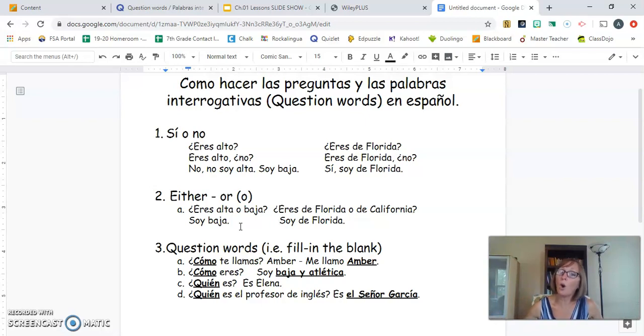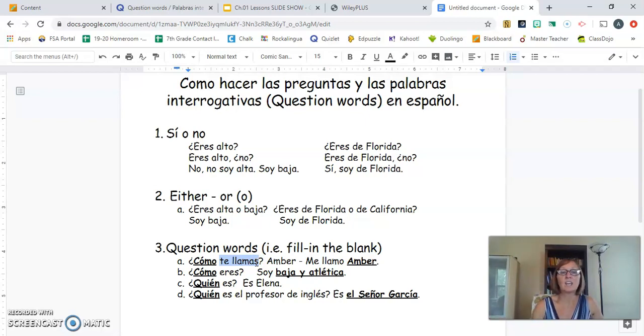So, por ejemplo, ¿cómo te llamas? ¿Cómo te llamas? I'm asking you, how do you call yourself? Or what is your name? As we like to translate in English. So the how, the cómo, is what you're giving me. The how, the what you call yourself, right? Your name. So you're going to answer that with your name. I would say Amber. If I want to answer a complete sentence, I'm going to look back at the question and I need to take that subject and verb and make sure that I apply it to whoever the subject and verb in the answer is.